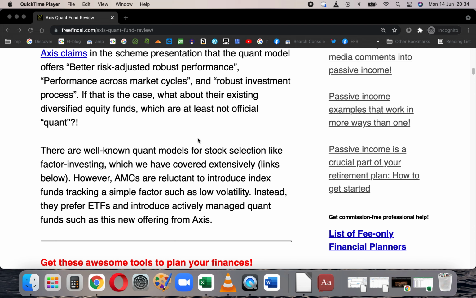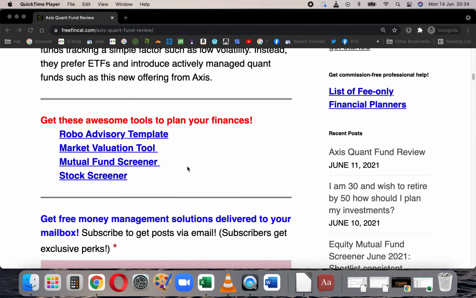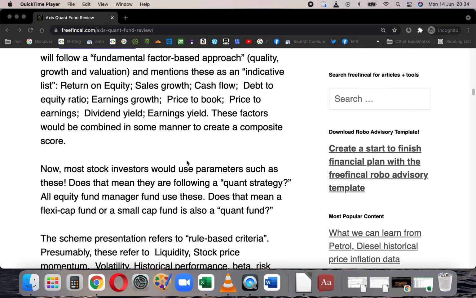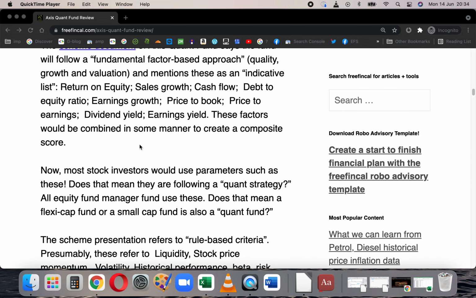Now, AMCs are reluctant to introduce factor-based index funds. They want to introduce them only as ETFs. Then they will say there's a fund of fund and so on. I don't know. It's completely baffling. But they prefer, it's just a matter of profit, I suppose, to have actively managed quant funds, and therefore they can charge more for this, assuming that they will do better, of course. Like I said, it's a mixture of qualitative and quantitative parameters.